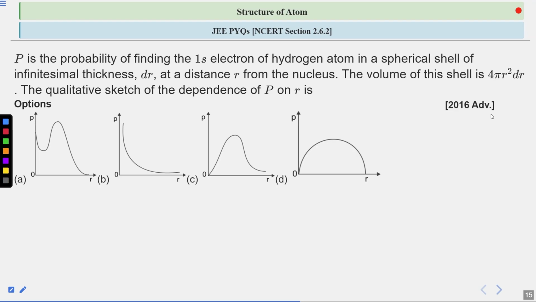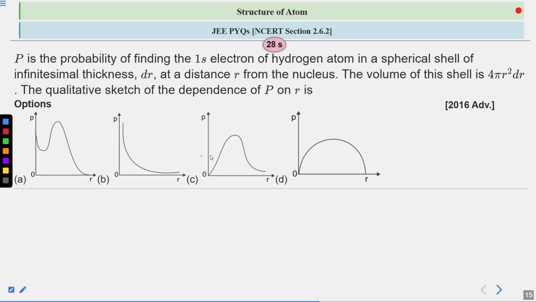Now this is a question which was asked in 2016 in JEE Advanced. P is the probability of finding the 1s electron of a hydrogen atom in a spherical shell of infinitesimal thickness dr at a distance r from the nucleus. The volume of this shell is given by 4 pi r square dr. The qualitative sketch of the dependence of P on r is. So you have some time to solve this question. Your time starts now.